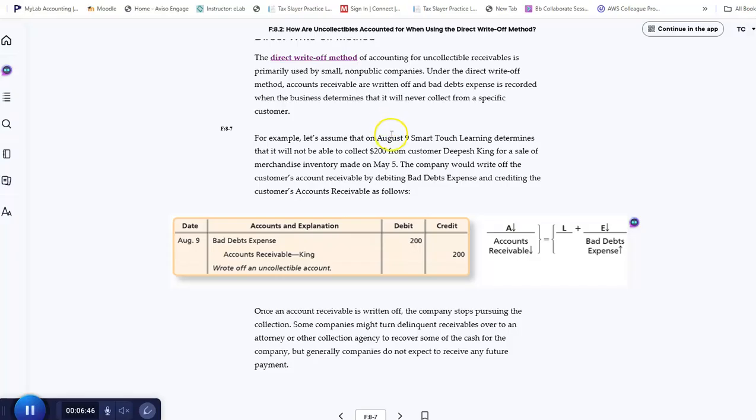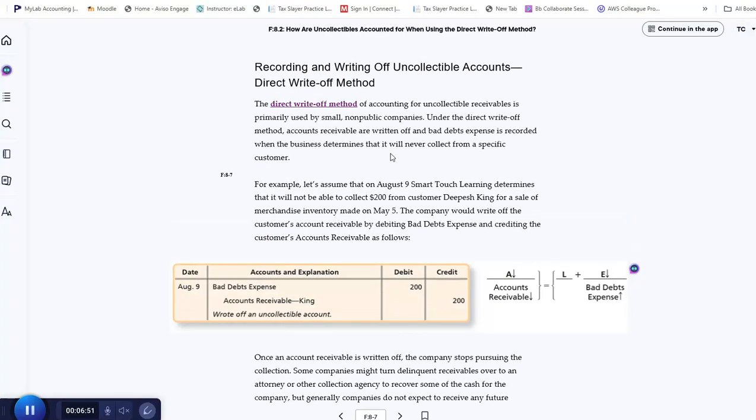We have an example where Smart Touch Learning let a customer buy something on credit for $200. So they would have originally debited accounts receivable and credited their revenue account. Under the direct write-off method, when we find out that the customer cannot pay, whenever that time period is, which may be 90 days or 180 days later, we debit bad debt expense and credit accounts receivable, and that writes off the uncollectible account.